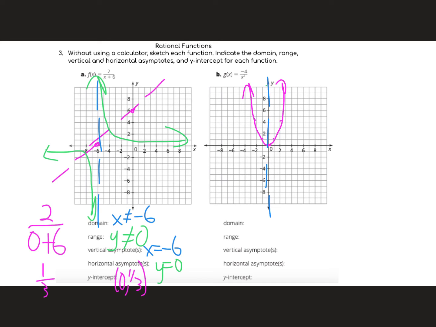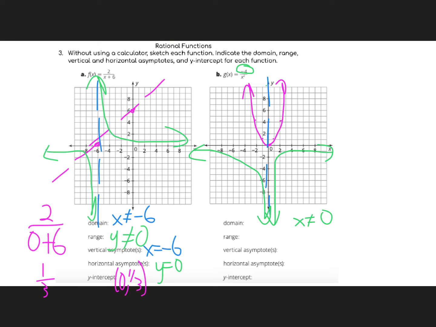But wait a minute, I messed up, didn't I? Because I didn't pay attention to the fact that there was a negative 4 on top. So that's going to be a vertical stretch. So I guess I could have left what I did, but then the vertical stretch is going to make it go down here more. It's going to flip it over because of the negative, and then make everything be farther away. And again, I sketched it. These should be the same on both sides. Not a big deal.